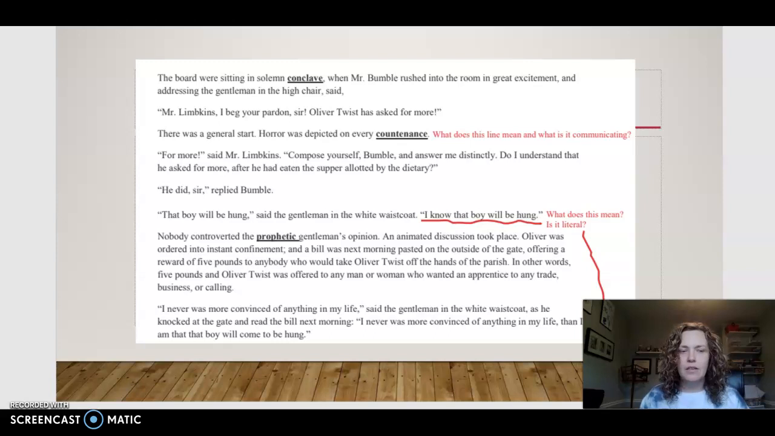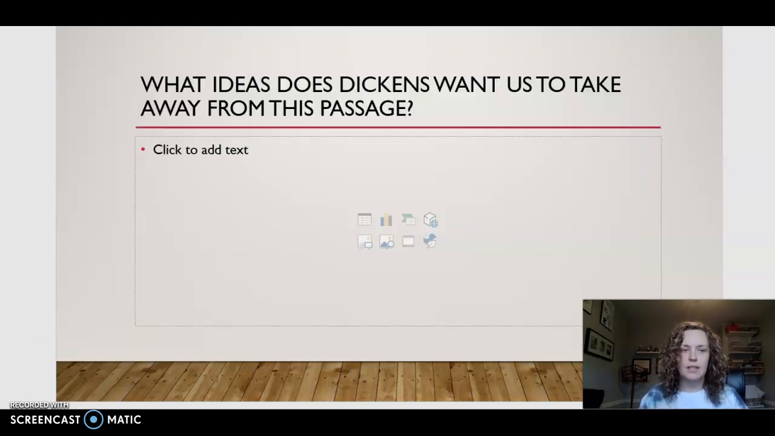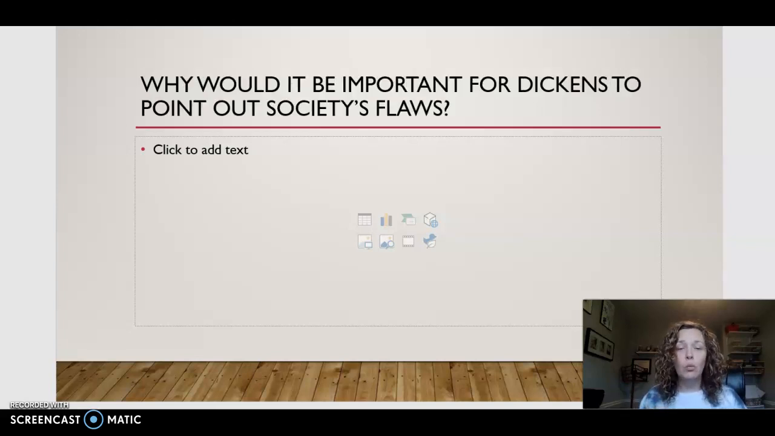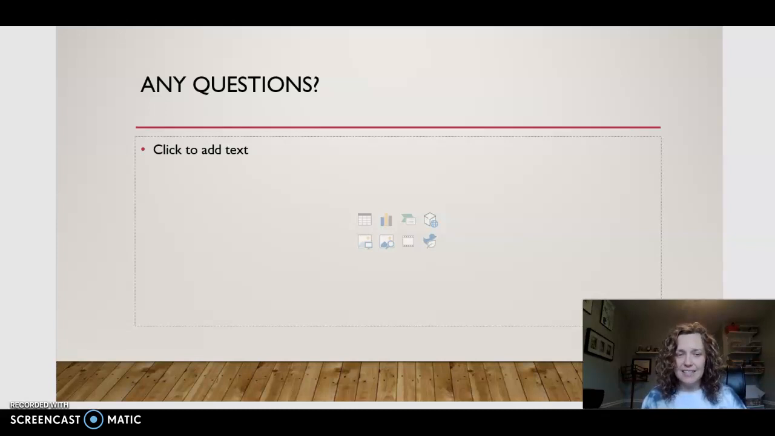All right. So a couple of final questions I want you to think about before I wrap up our lesson here. What ideas does Dickens want us to take away from this passage? What is Dickens emphasizing about social class? And why would it be important for Dickens to point out society's flaws? So make sure you reread that section. Look at the notes that are in the margins. And if you have any questions at all, please don't hesitate to reach out.